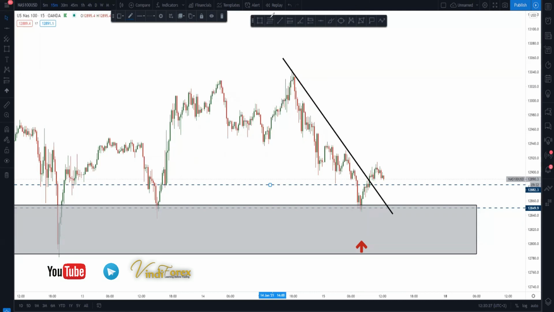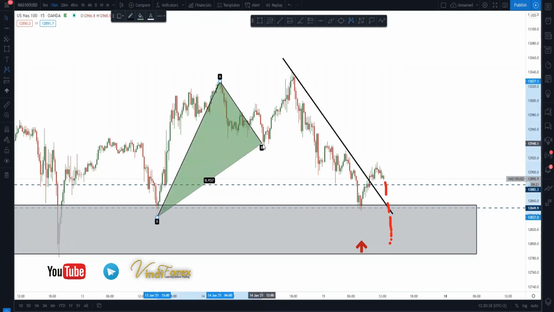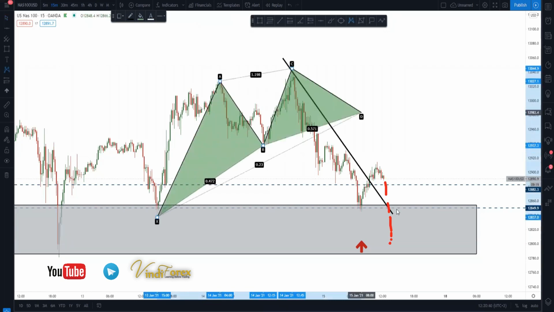But for harmonic traders, if you're anticipating this to move a little bit lower, you could be looking for a shark pattern. If we check this particular swing there, we do it like that. If we get 113, yes, we did get 113.